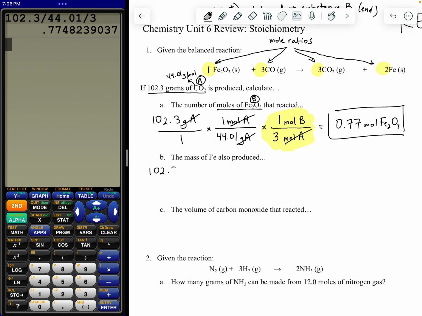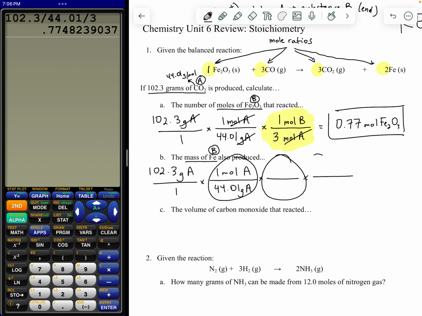So really, these steps at the beginning are going to be exactly the same, being able to go from the mass of carbon dioxide to mole value of carbon dioxide. And then in this case, because I want the mass of this new substance, which now iron is B, I know that I'm going to have 3 bridges. Here's 1, here's 2, here's 3, and our bridges represent our conversion factors.